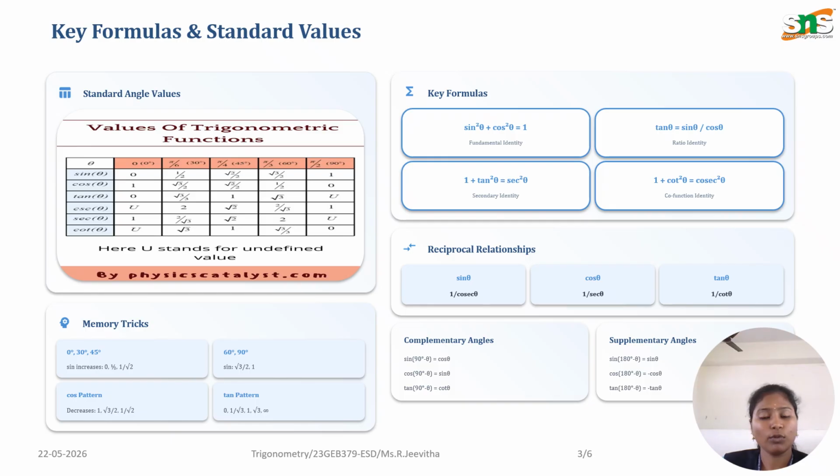And what about tangent? Look at the formula on the slide. Tan equals sine divided by cosine. Just divide the sine number by the cosine number. For example, we can divide the sine by the cosine. So no memorization needed. Below the table, we have our four core tools, the absolute king of formulas. This is the fundamental identity.